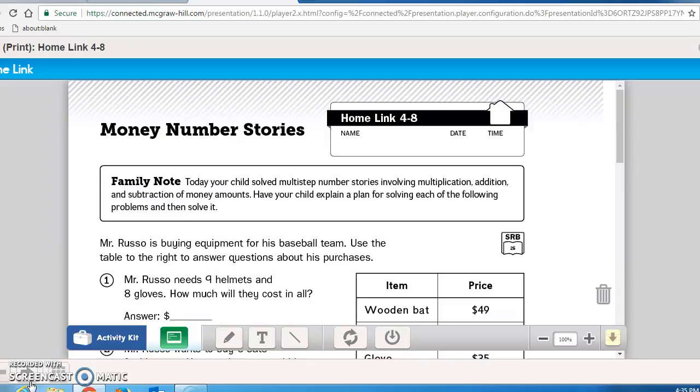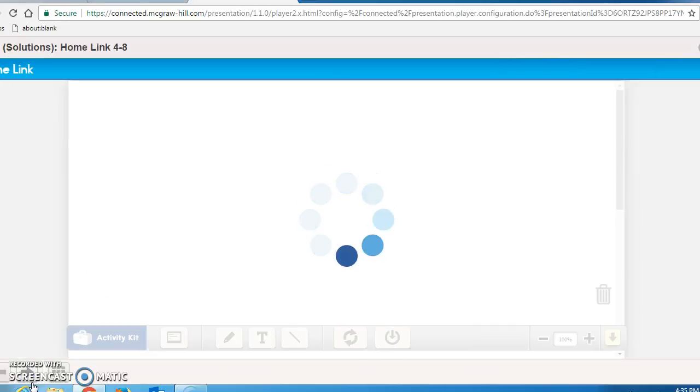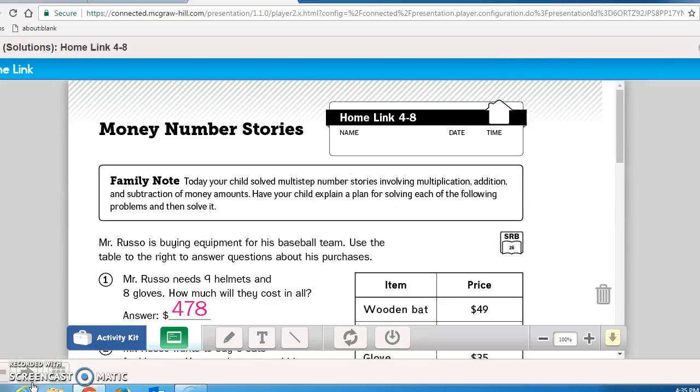This is what the HomeLink Math Masters page 166 looks like. And this was the answer to number 1. When you've completely finished this page, you need to bring it up to me to have me check it over.